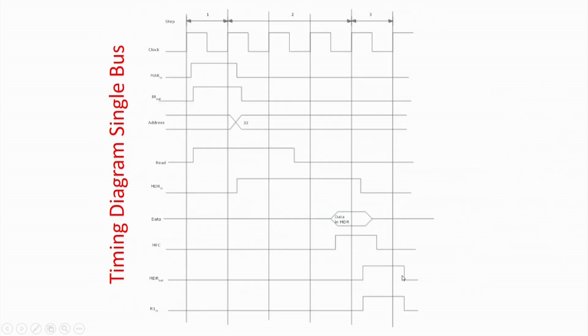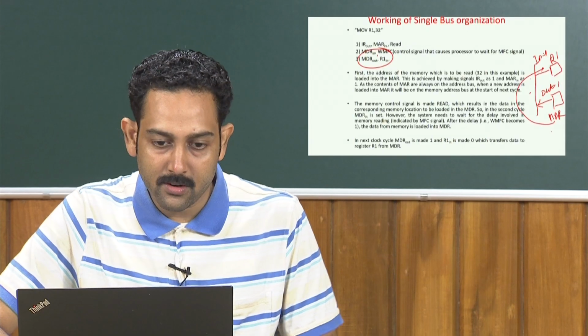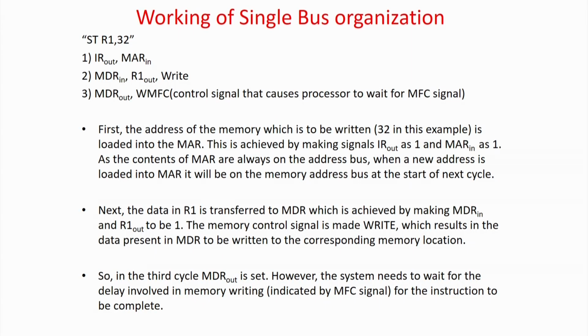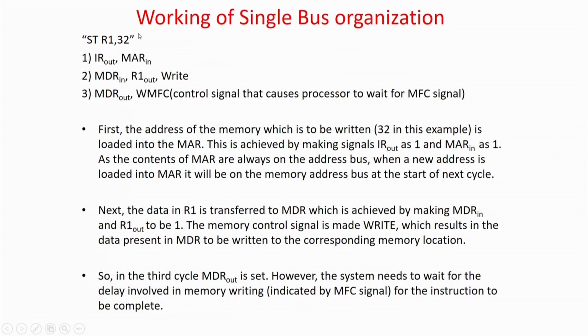So, if you can recollect it, look at the figure, think about it for some time, then everything will be very clear to you. Then this was a move instruction. Now, let us say that is a store instruction. Move means we have taken the value of memory location 32, whatever was there, and moved it to R1.